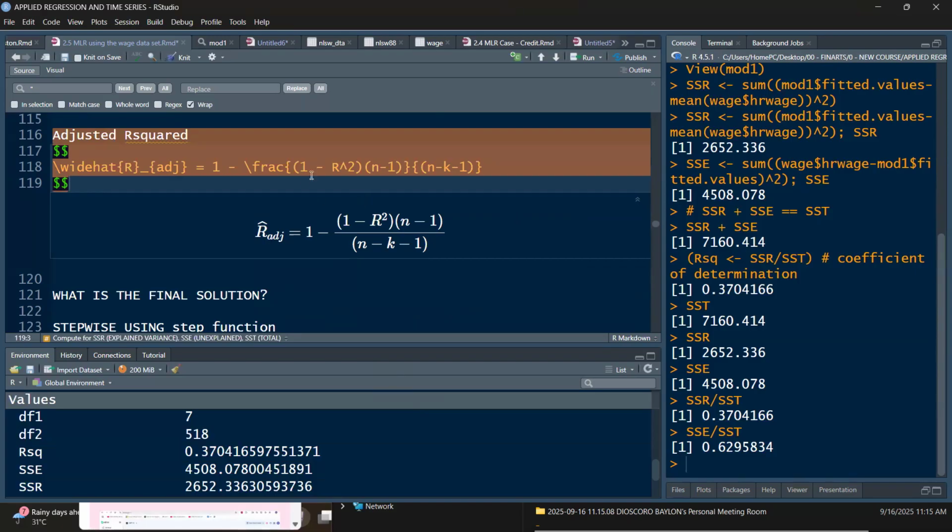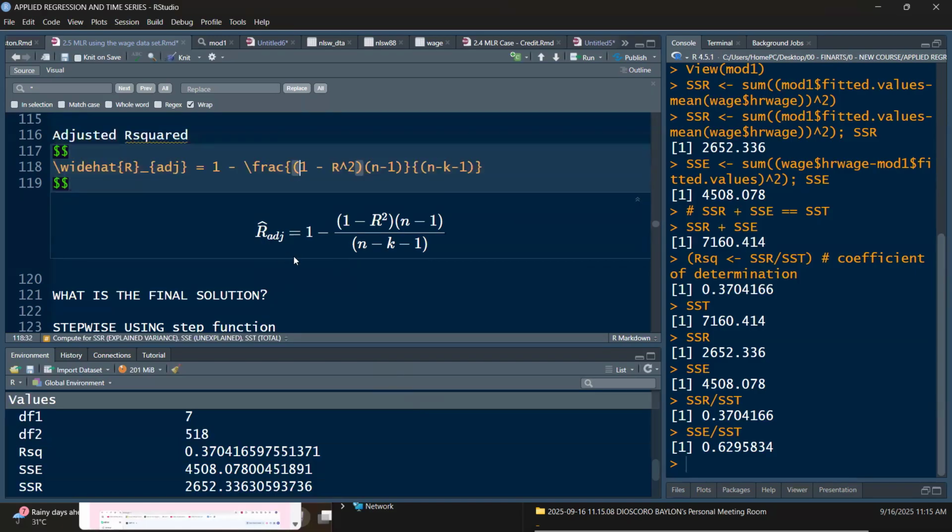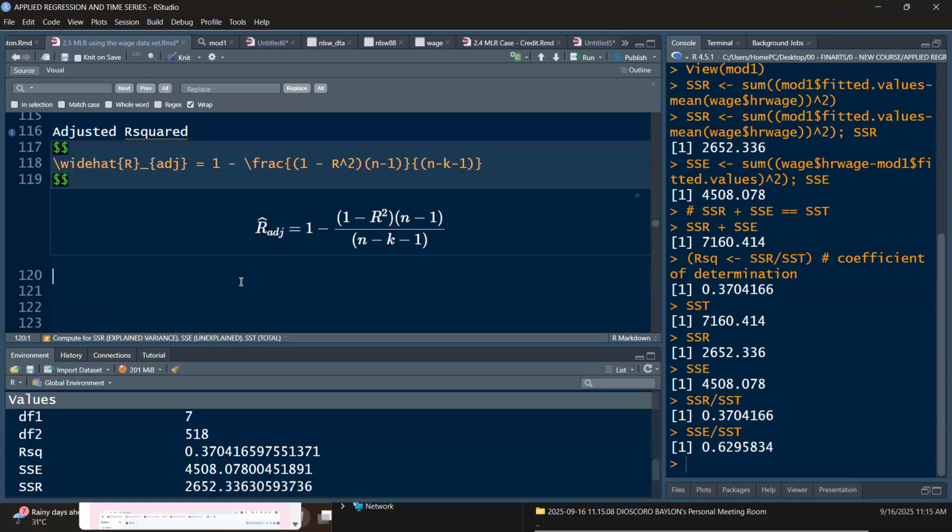It's in LaTeX anyway, so adjusted R squared is equal to 1 minus the quantity 1 minus your multiple R squared times n minus 1 over n minus k minus 1. So this is the formula for adjusted R squared, and the adjusted R squared will always be less than your multiple R squared. You know n is the number of observations. R squared, we know this already, that's our SSR, right? So let's compute our adjusted R squared.